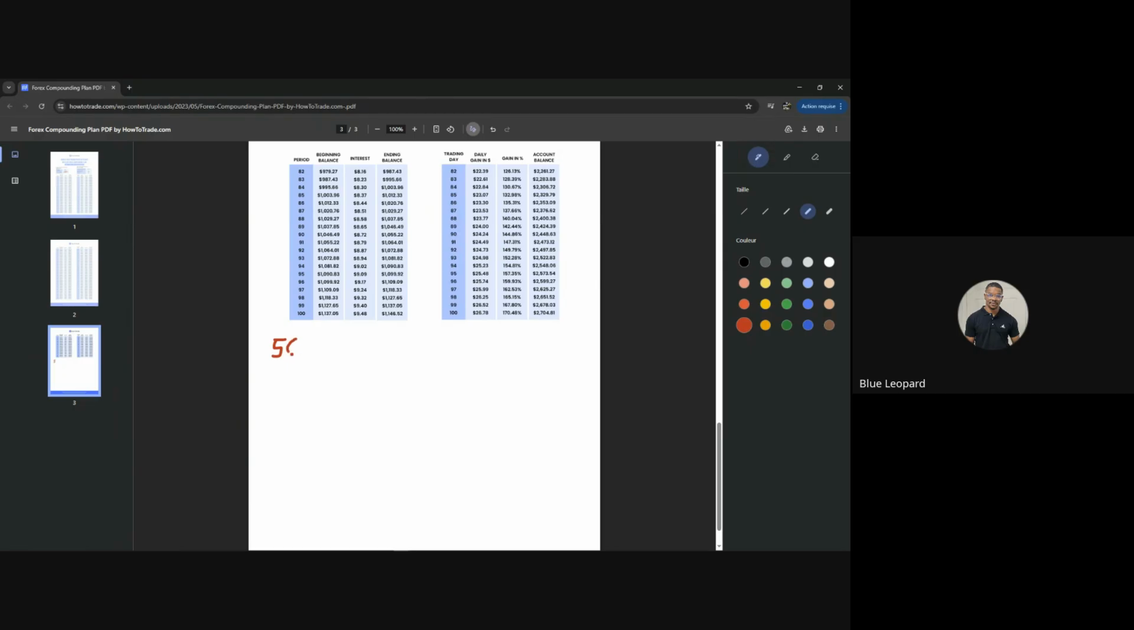Okay, I'm going to explain to you here. Imagine you have $500. You risk 1%. You have two approaches. You have one that has a fixed ratio, and you have one that has a fixed amount.